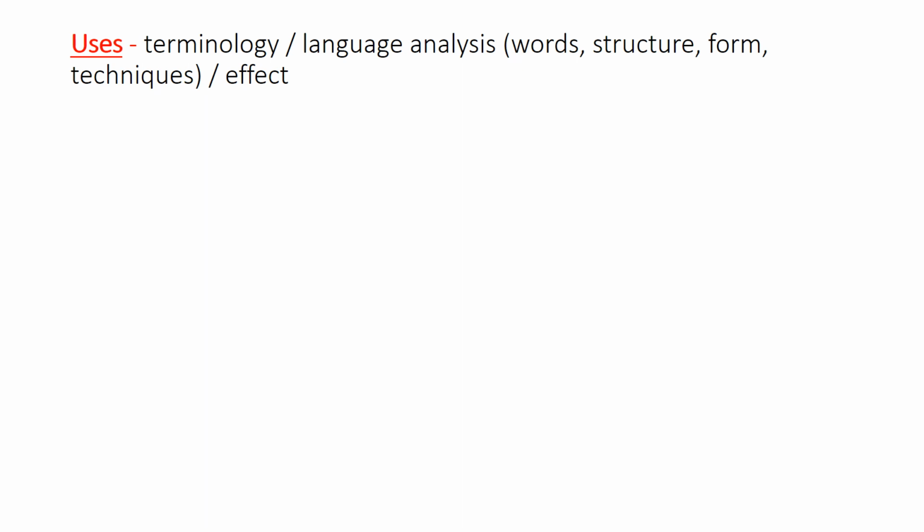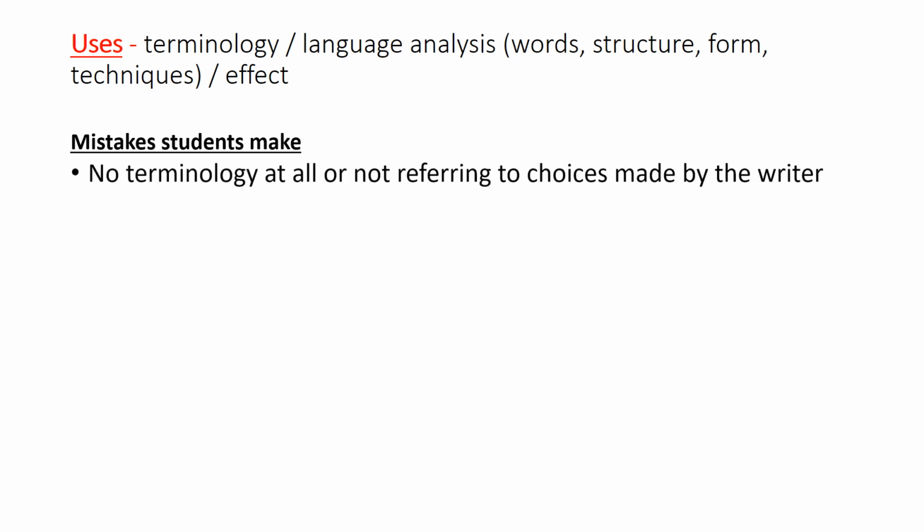So, what are the common mistakes that people make with terminology? Well, often they forget to use it at all, and it's one of the key markers that gets you into that grade 4. If you don't mention terminology, you're not going to get a grade 4 on the literature response. So you do need to mention, even just mentioning technique or word and using those terms would help you get there.